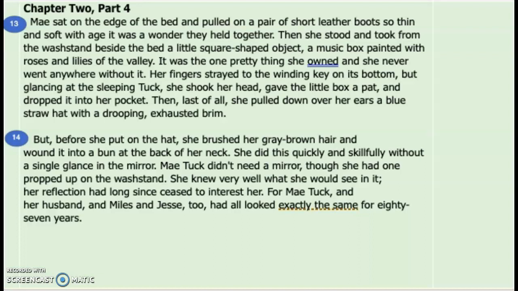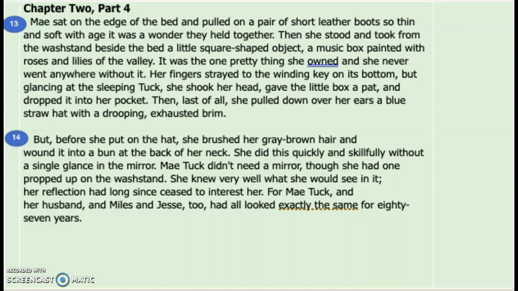May sat on the edge of the bed and pulled on a pair of short leather boots, so thin and soft with age, it was a wonder they held together. Then she stood and took from the washstand beside the bed a little square-shaped object, a music box, painted with roses and lilies of the valley. It was the one pretty thing she owned, and she never went anywhere without it. Her fingers strayed to the winding key on its bottom, but glancing at the sleeping Tuck, she shook her head, gave the little box a pat, and dropped it in her pocket.